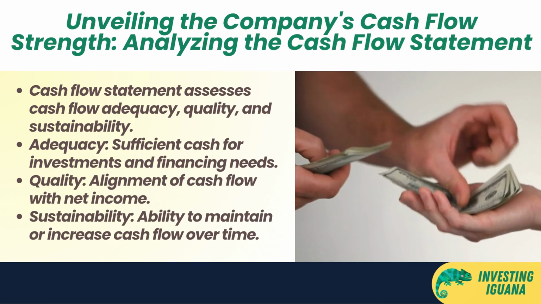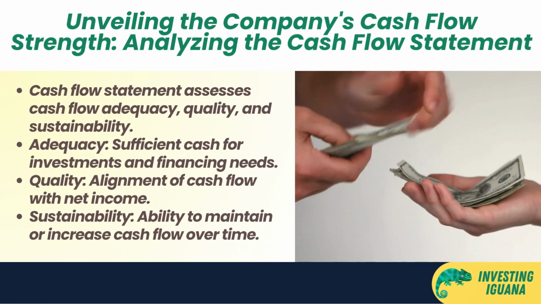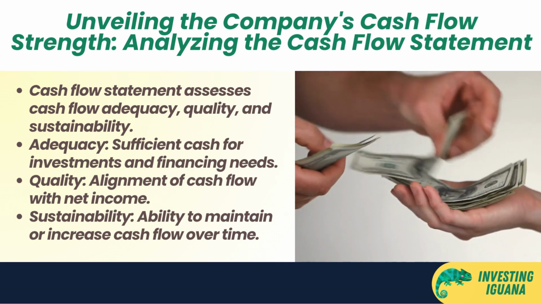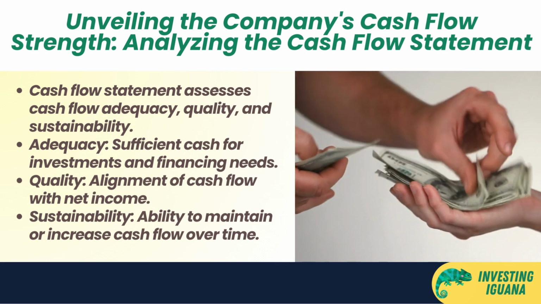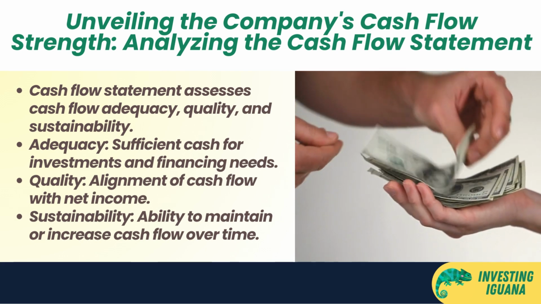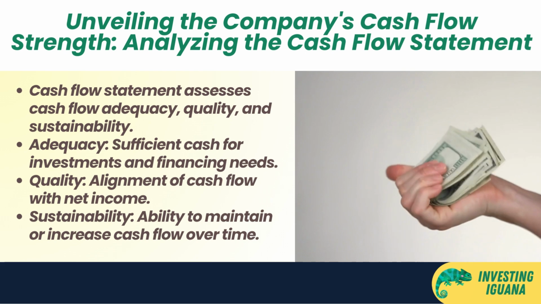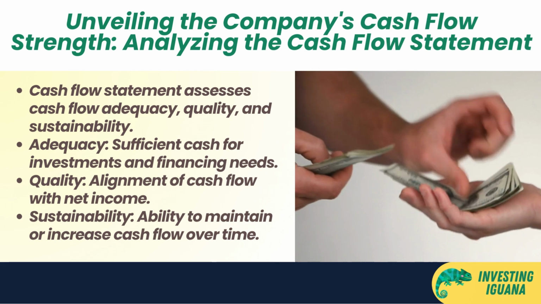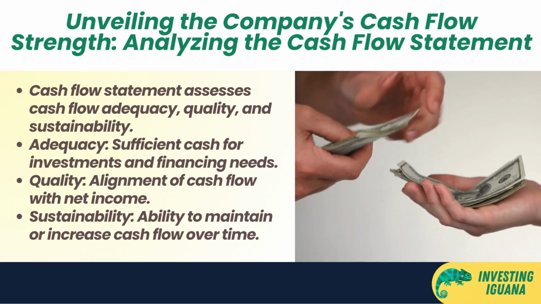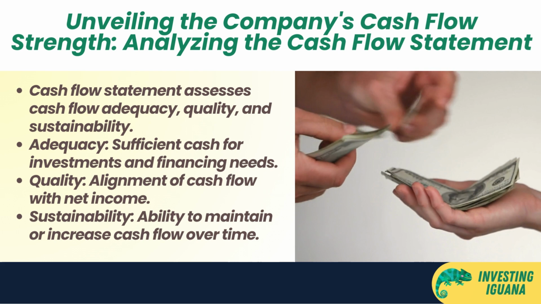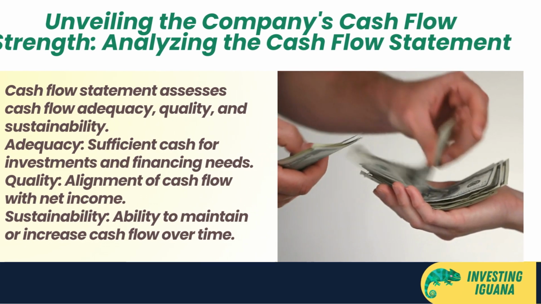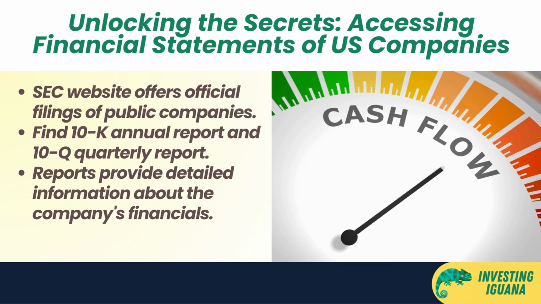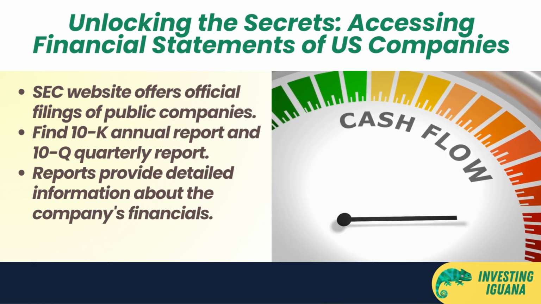The cash flow statement shows how much cash the company generated or used from its operating, investing, and financing activities. Operating activities are the main sources and uses of cash from the company's core business. Investing activities are the cash flows related to the purchase or sale of long-term assets, such as property, equipment, and investments. Financing activities are the cash flows related to the issuance or repayment of debt and equity, such as loans, bonds, shares, and dividends. The cash flow statement can help you assess the company's cash flow adequacy, quality, and sustainability.